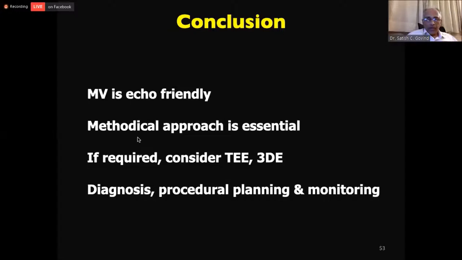And whenever you have ambiguity or you need incremental information, definitely look at 3D and, of course, other multimodality imaging options are there. So my last line would be that echo is very useful in diagnosis and detecting the abnormality. It can be very useful in terms of procedural planning and also to monitor these patients post-procedure, or even as they progress and you want to keep looking at the patients for long-term monitoring.